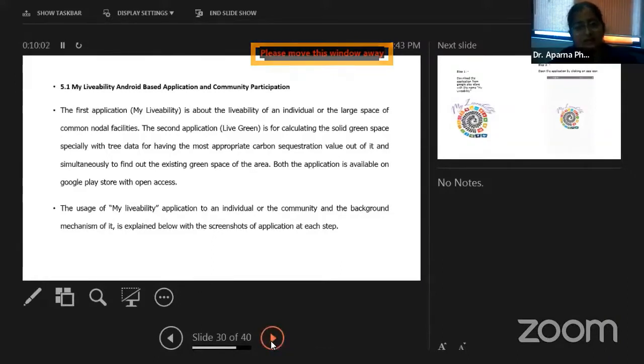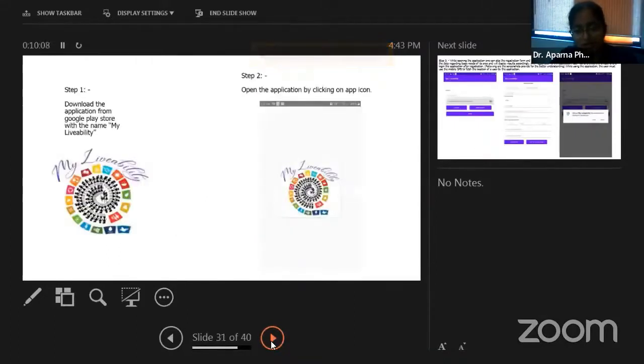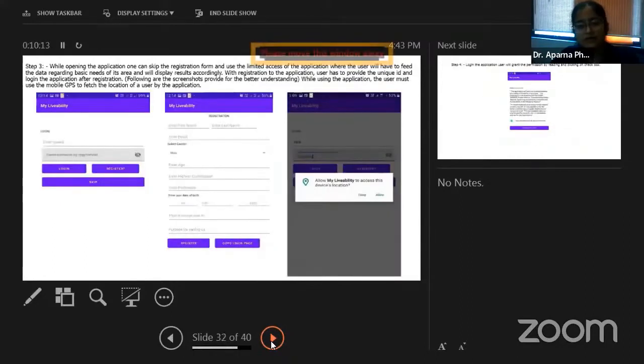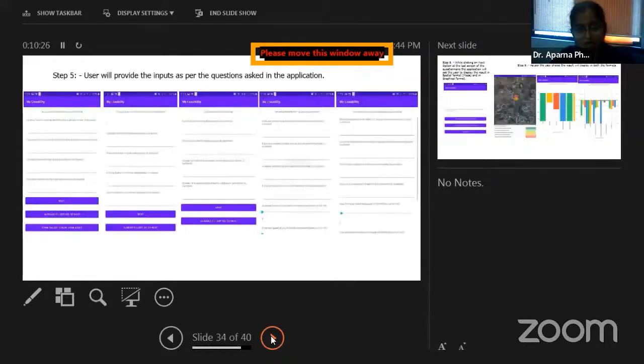So this is basically my livability application. This is again an Android based application, and it is available on the Google Play Store, and you can see on my screen that this is basically the registration. What this app does is that it allows communities, people on their own, to collect information about some 16 indicators. The 16 indicators ask what is available and what is expected, so it tries to calculate the gap between what is available and what is expected.